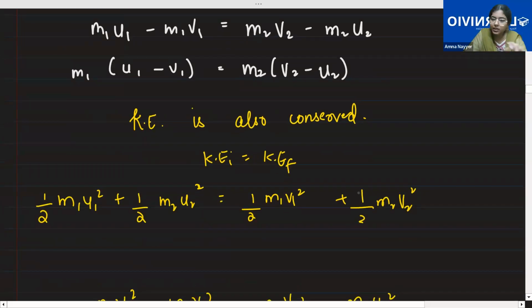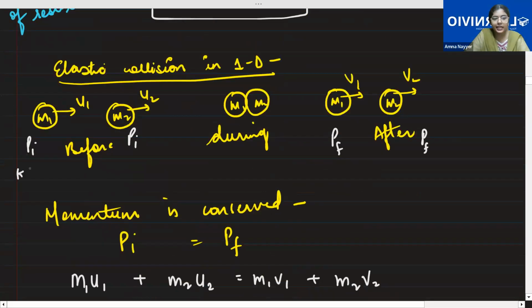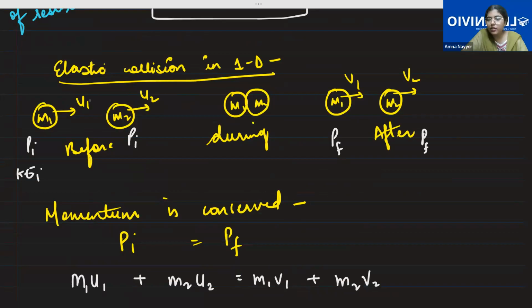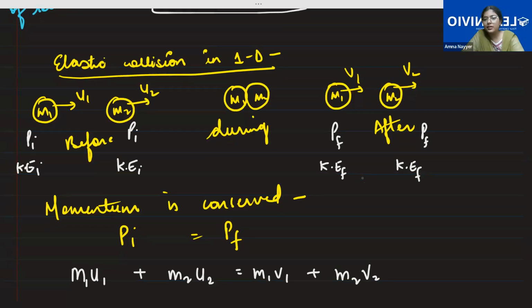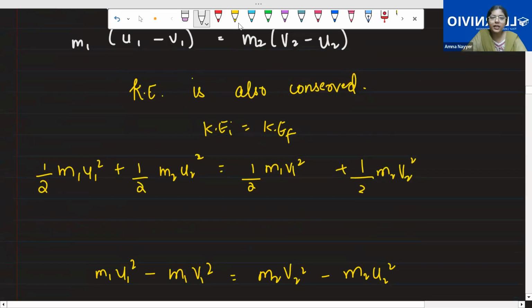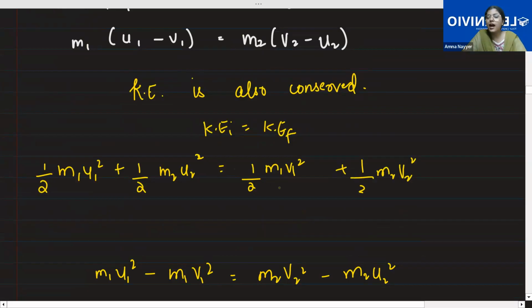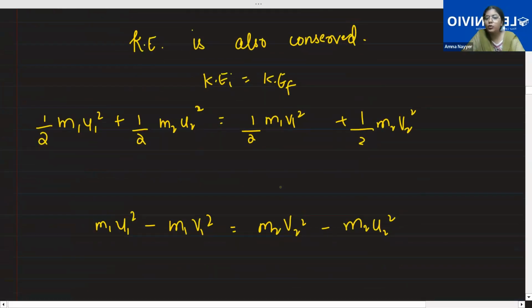Now kinetic energy is also conserved in this. So the body's initial kinetic energy, mass is m1, initial velocity is u1, so kinetic energy will be half m1 u1 square. Similarly, initial kinetic energy of the second will be half m2 u2 square. Then final kinetic energy will be half m1 v1 square, and half m2 v2 square. So half m1 u1 square plus half m2 u2 square is equal to half m1 v1 square plus half m2 v2 square.